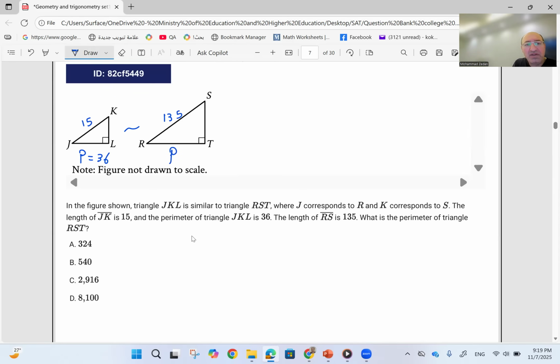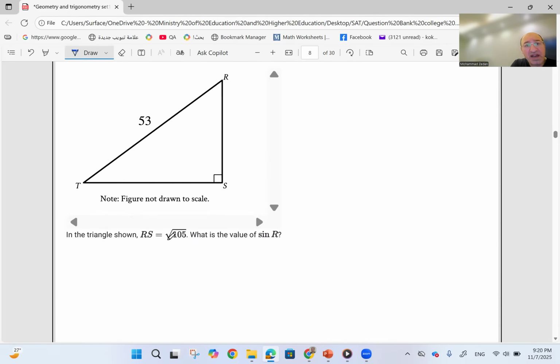The perimeter here, the second perimeter, you can find it by multiplying the first perimeter 36 by the scale factor, because the ratio between perimeters is the same ratio between sides, the same scale factor. So you start the scale factor with the side of the figure you want to calculate its perimeter. So the scale factor is 135 over 15. Multiply this, and you will get the value 324. So the answer is A, 324, question number 7.